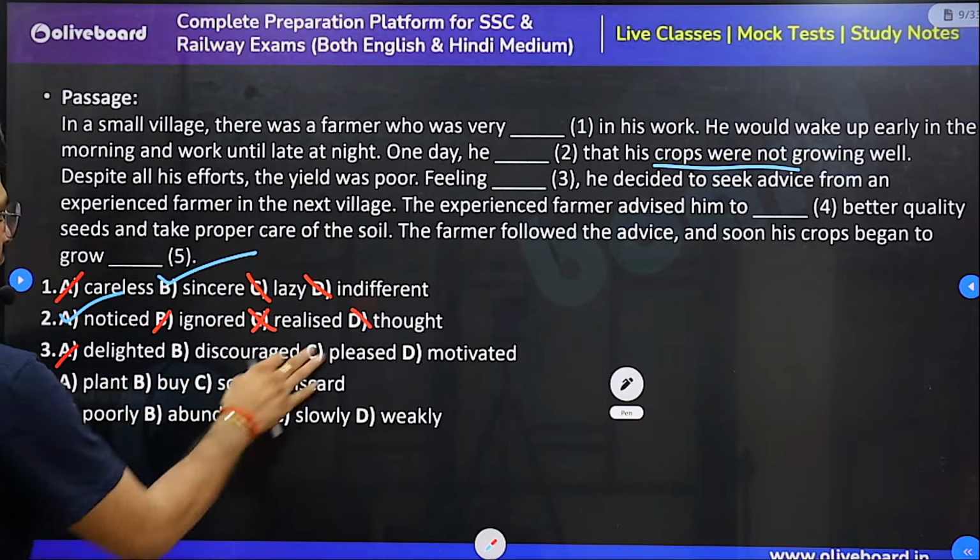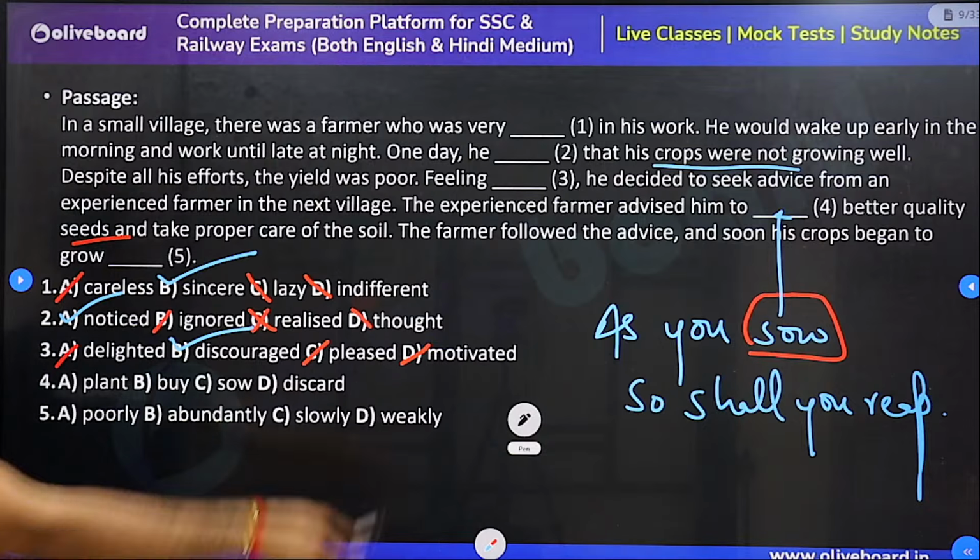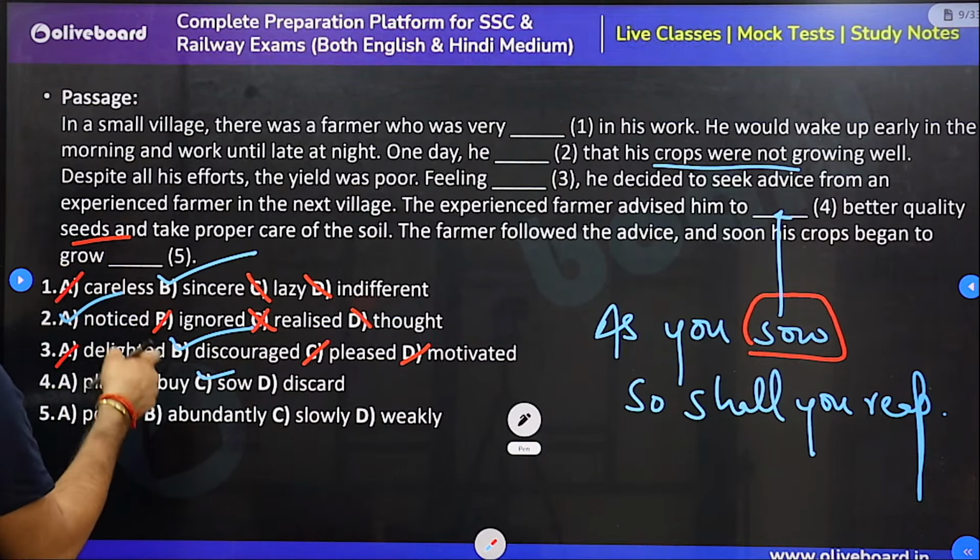I think you remember this line: As you sow, S-O-W, so shall you reap. Whatever we do, we get the results of the same. And that's the idiomatic usage here. But in real, sow is, what should I say, the appropriate word for seeds. Whatever seeds you put out there in the crop, that crop you'll be reaping. So sow is the most appropriate word for seeds.